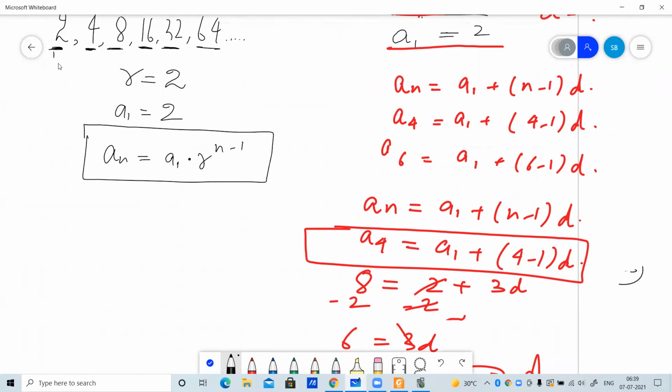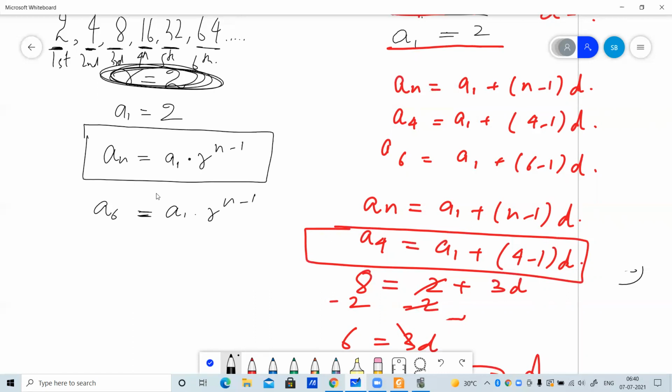Let us calculate. This is the first term, this is the second term, this is the third term, this is the fourth term, fifth term, sixth term. Let's calculate the sixth term. A6 is equal to A1 times R raised to the power n minus 1. For calculating this, what does R stand for? Common ratio, as I told you.